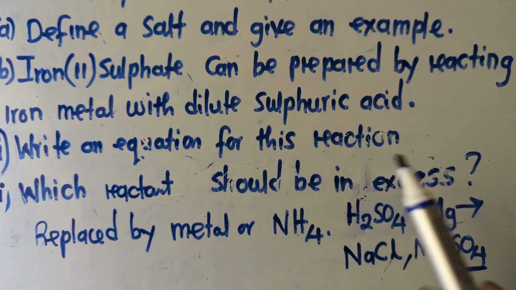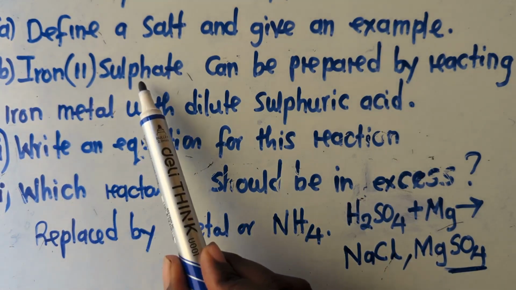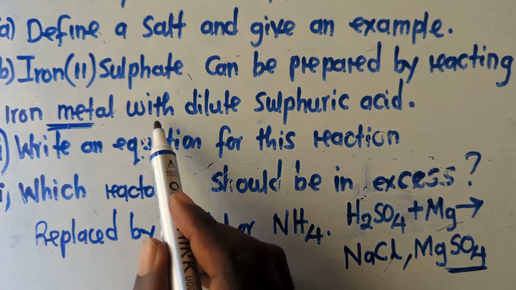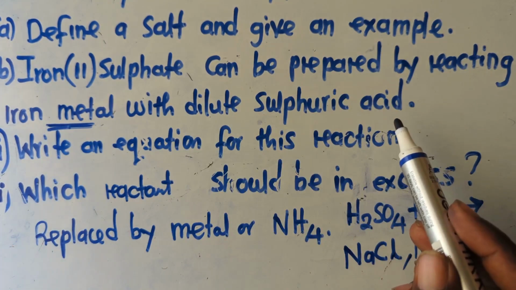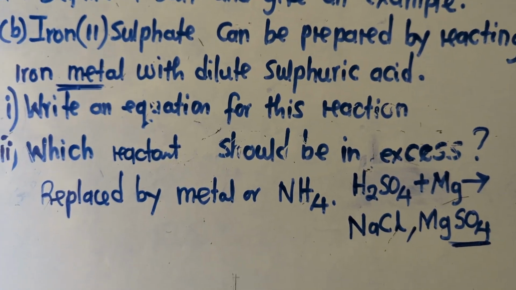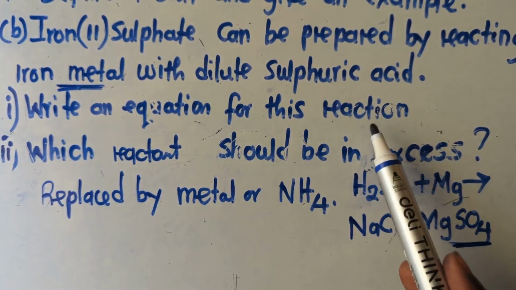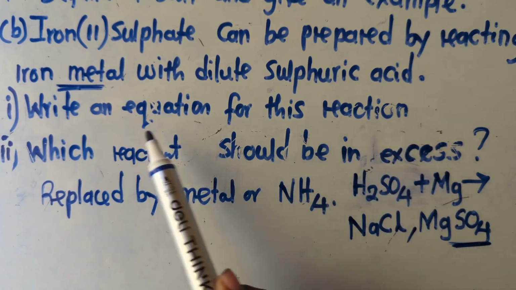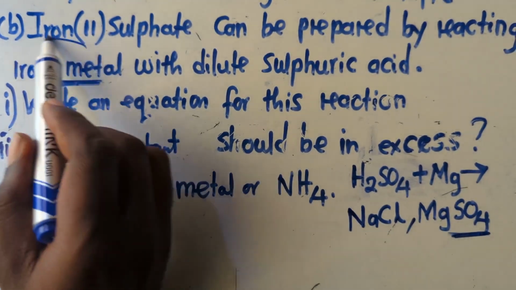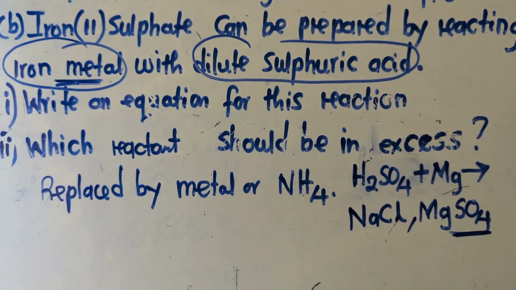So now, this is how we get to answer the first part of the question. Iron sulfate can be prepared by reacting iron metal with dilute sulfuric acid. This is a question that you are given, an important question. The first part here: write an equation for this reaction. They want you to write an equation for this reaction. So what are you going to do? You are told that iron metal reacted with dilute sulfuric acid.